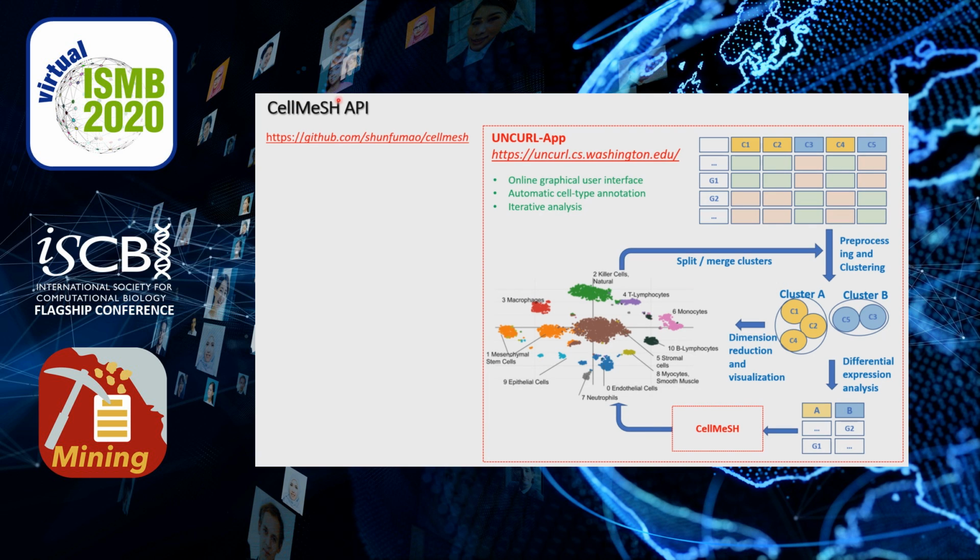We have open sourced CellMeSH as a Python API at GitHub, including the database and the query method, so it can be integrated into our existing single-cell RNA-seq analysis workflow. Actually, we have integrated CellMeSH in our ongoing work, the OncoAPP, which is a web server that supports an online graphical user interface to do single-cell RNA-seq analysis. And it supports automatic cell type annotation and also iterative analysis.